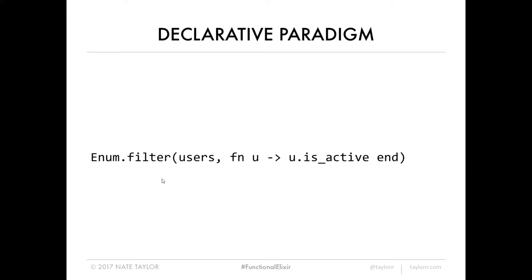But in this code, we just say, hey, I want all the users to have an isActive flag that's set to true. And so this is the beginning of the what versus how. With functional programming, with the declarative paradigm, we're trying to tell the computer what I want, and not so much how do I get there?